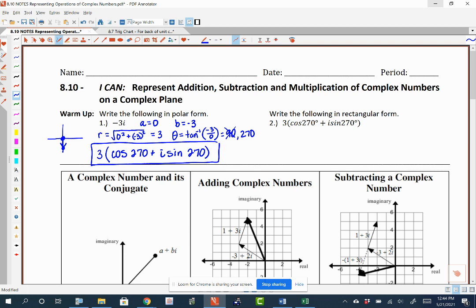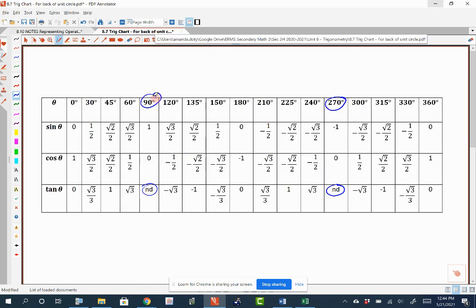Number 2 wants us to go backwards and write this in rectangular form. So here we have a complex number written in polar form. We see our modulus, that radius, is 3, and we've rotated 270 degrees. So what would be its coordinates in rectangular form? We know that this first piece represents our real and the second is our imaginary. So if I want to find my real piece, I need to take my radius times whatever the cosine of 270 is. So again, I go back to my table and I'm looking for the cosine of 270. My 270 column meets my cosine row at 0.